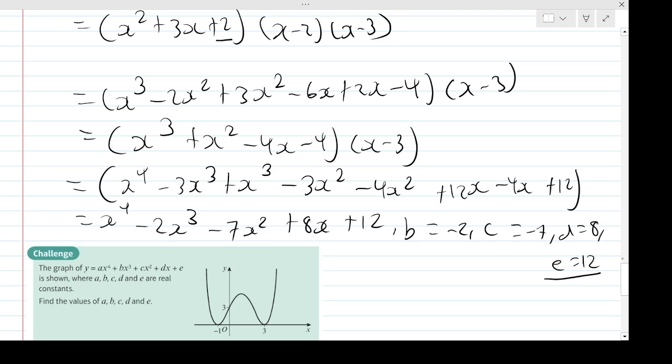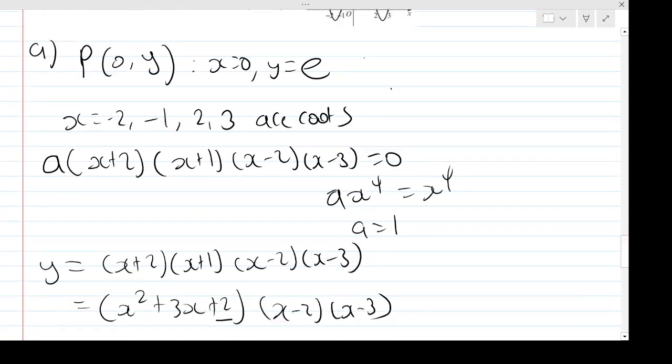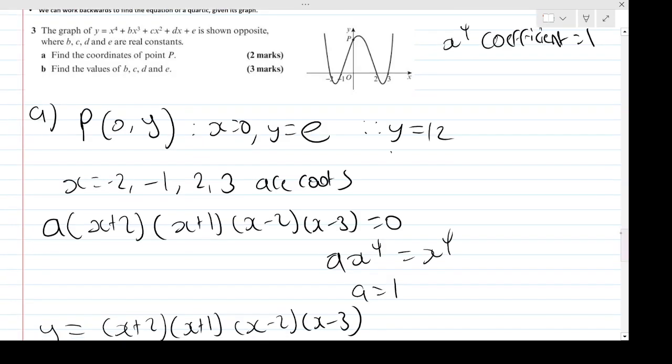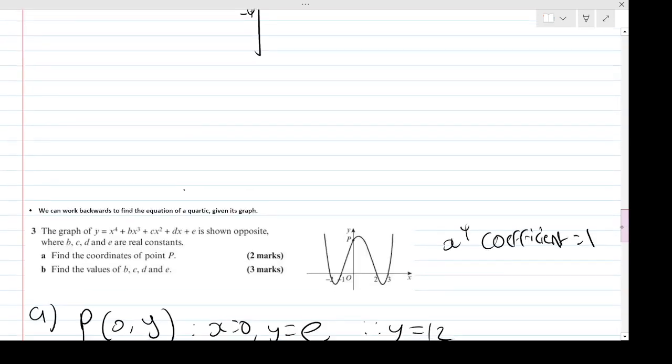Now, E is useful. We know what E is now because that's what we need to find in part A, remember? If y was E, therefore y is now 12, because now we worked that out. So that's a coordinate, right? P is the coordinate 0, y. So P is 0, 12. And that's the y-intercept. There we are. Cool.